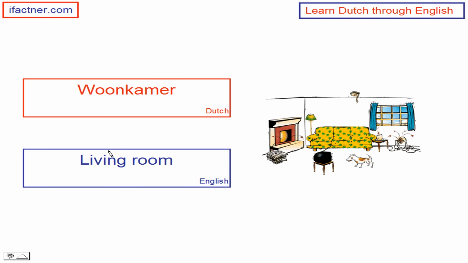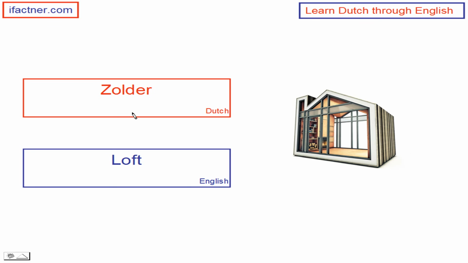Living room is woonkamer. W-O-O-N, woon, K-A-M-E-R, kamer, woonkamer. Loft is zolder, Z-O-L-D-E-R, zolder.